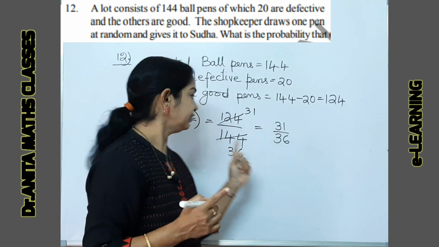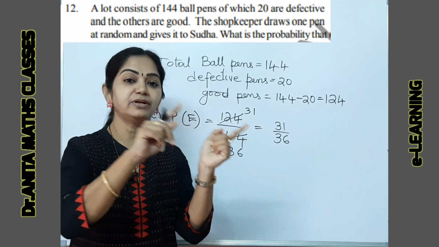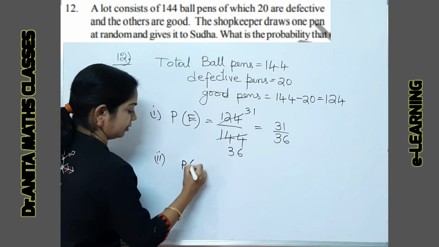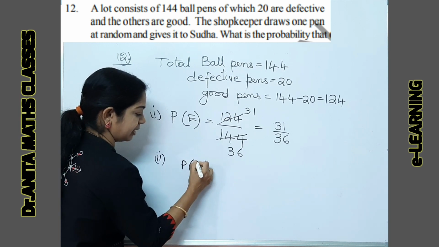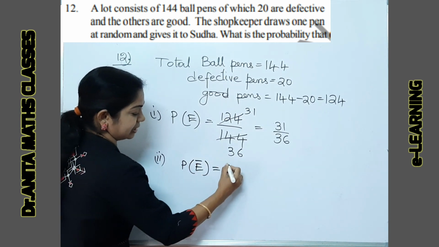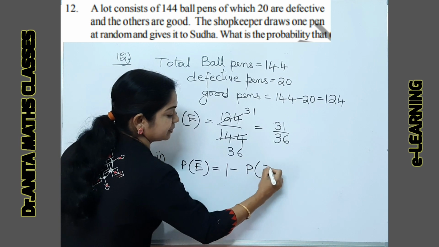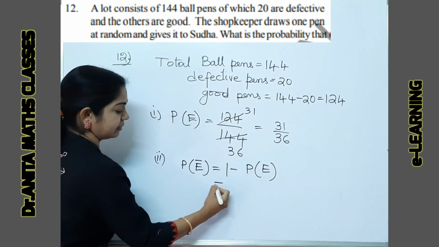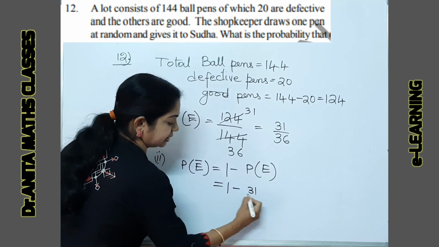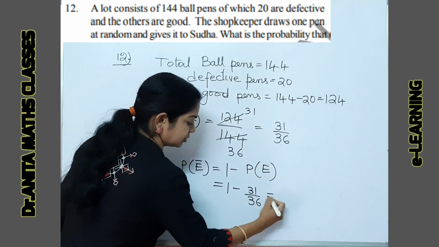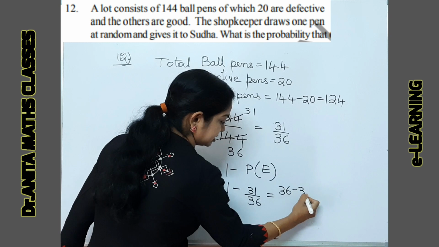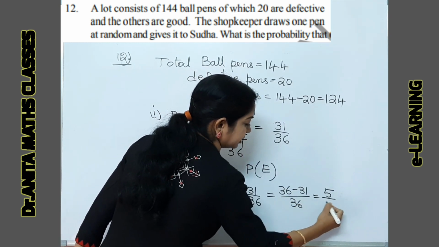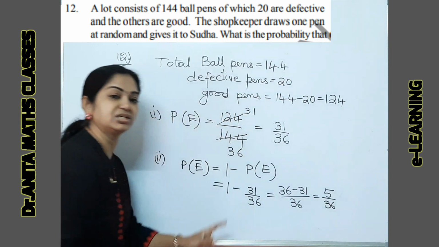Okay. The event to happen is she will buy. So she will not buy, we can write the complement. The complement, P of E bar, that she will not buy, is nothing but 1 minus P of E. This is she will buy, this is she will not buy. So simply we can calculate 1 minus 31 by 36. If you take the LCM, 36 minus 31 by 36. So that is 5 upon 36, the probability that she will not buy.